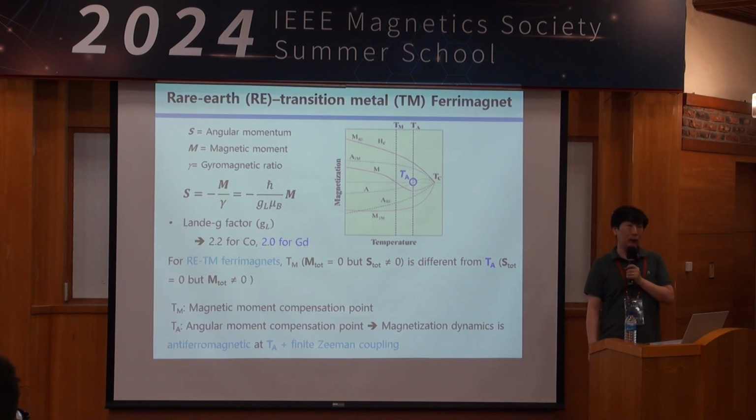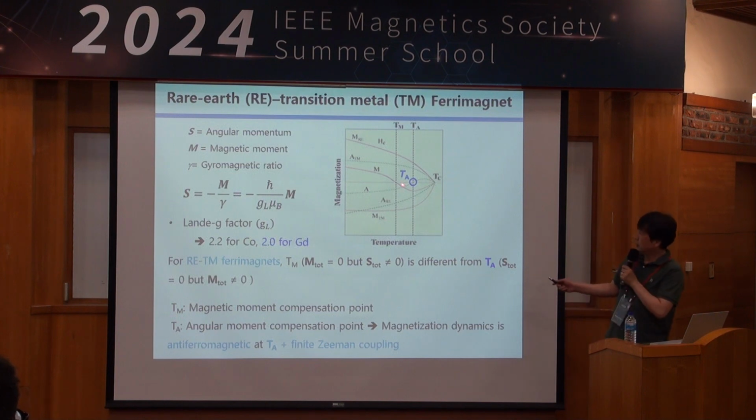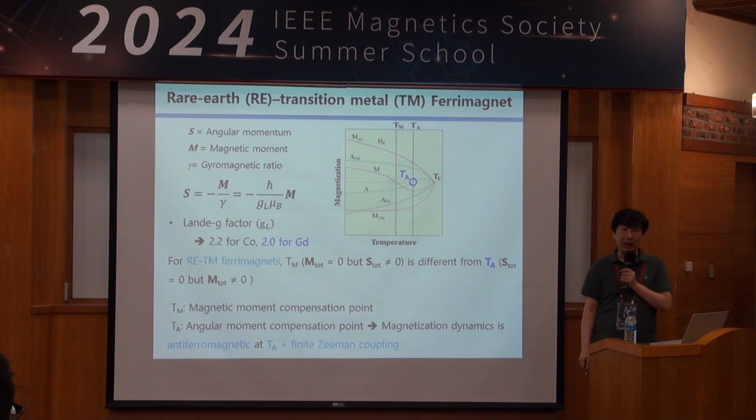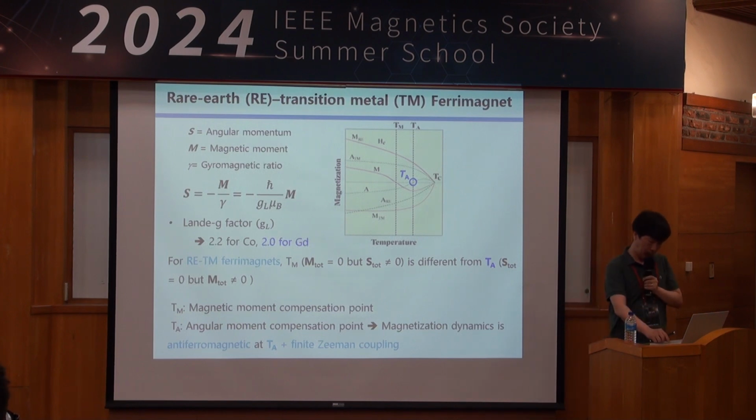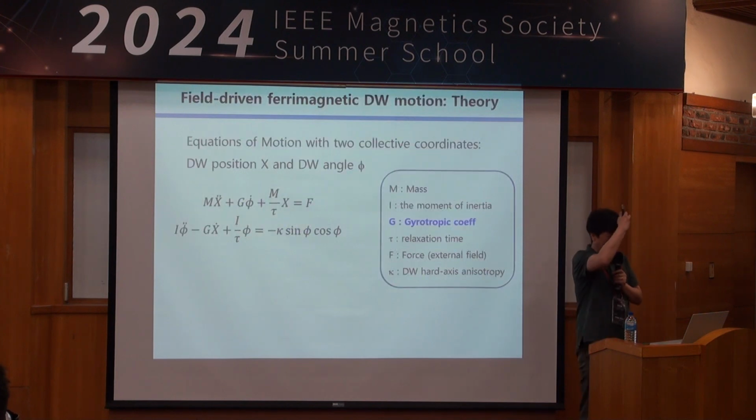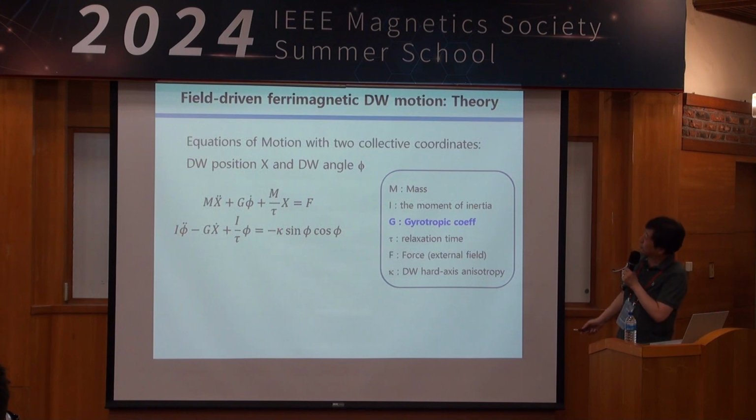If you are interested in the static properties, T_M is the antiferromagnet. But if you are interested in the dynamics, then T_A is the antiferromagnet, because the dynamics is described by the angular momentum, not by the magnetic moment. So we have derived the field-driven ferrimagnetic domain wall equations of motion using the collective coordinate approach, also called the two collective coordinate approach.